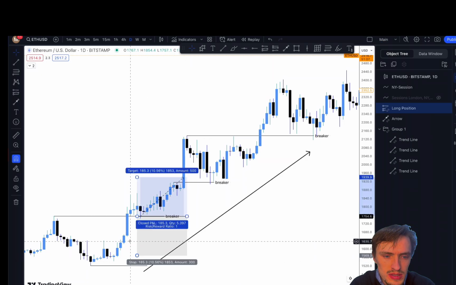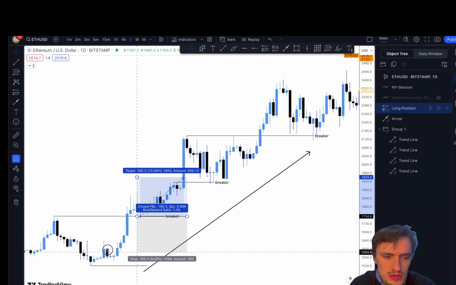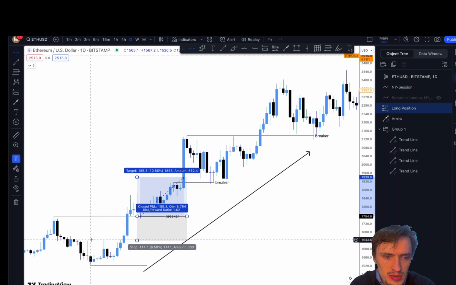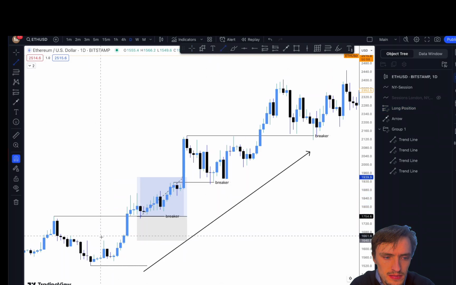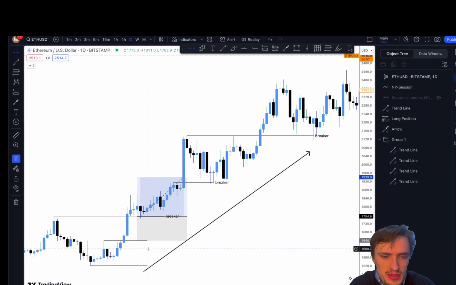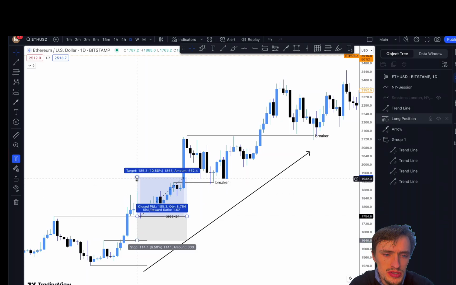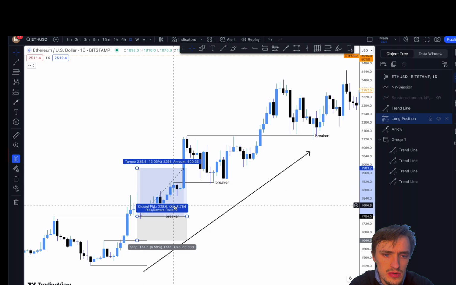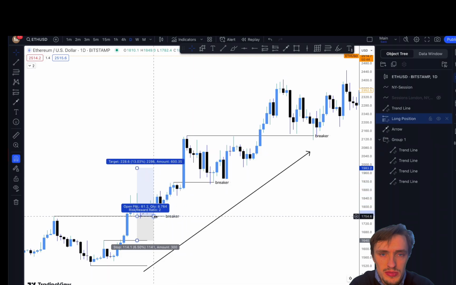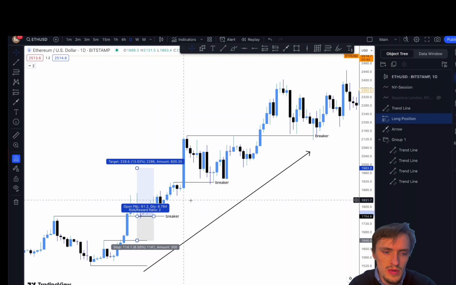Now the stop loss, well, that depends on you. You can do a 1-to-1, or you can set it to another breaker right here. There's another breaker here, expecting price to not reach that because it already reached one and it's very bullish. So you can go to 1 or 2-to-1, meaning you make double the profit compared to the risk. Or, well, that's up to you. But usually you try to go for at least a 2-to-1.